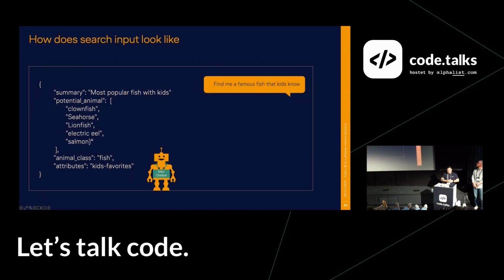Here, a little example. Find me a famous fish that kids know. We give that to the main chatbot, and it provides the first output, which we then pass to the search tool. So we have a summary with the most popular fish, for example, and the potential animal is the hypothetical query which the LLM makes. For example, here clownfish, seahorse, lionfish, and so on. We also have an animal class and attributes like kids' favorite.